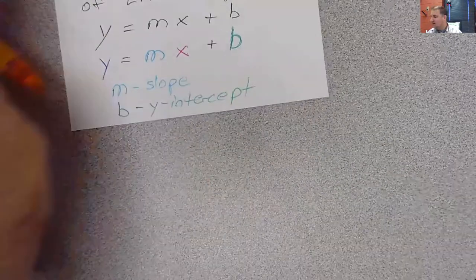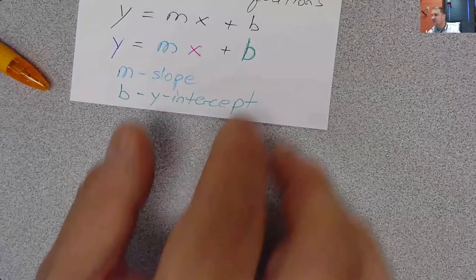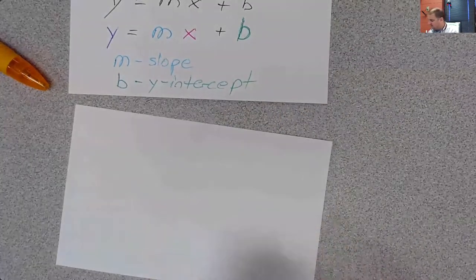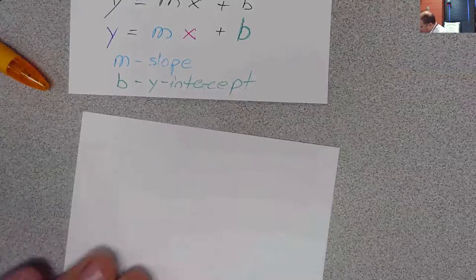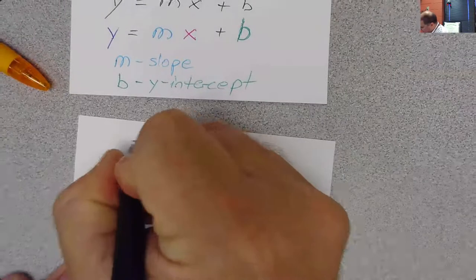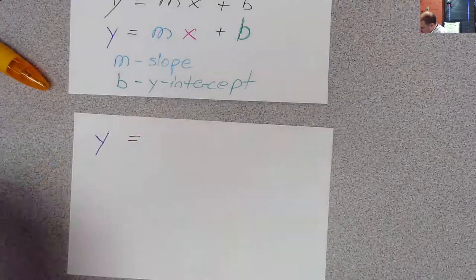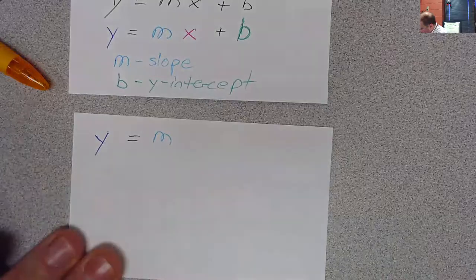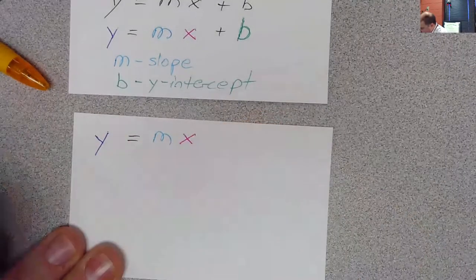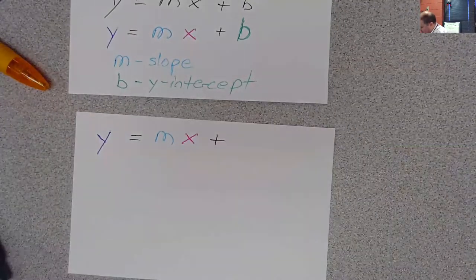So what I'd like to do for the last couple minutes of the video is bring you back to this equation, y equals mx plus b, okay? And I'm going to go ahead and write it again in color. So y equals mx plus b.